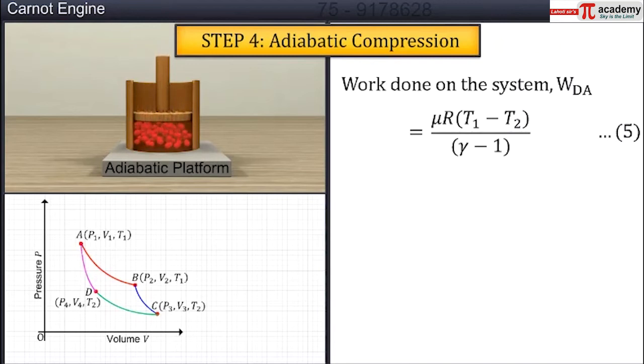As the process is adiabatic, we can write T2 V4 to the power of gamma minus 1 is equal to T1 V1 to the power of gamma minus 1. Let this be equation 6.